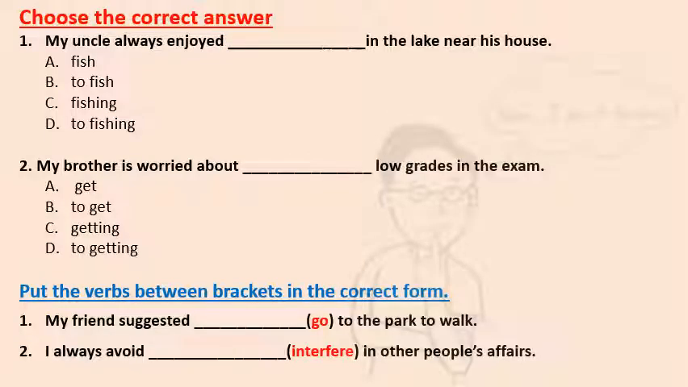Now, let's think together to choose the correct answer. The first one: my uncle always enjoyed fishing. Two, my brother is worried about getting, because the preposition about is followed by gerund. Put the verbs between brackets in the correct form. My friend suggested going. Great. And I always avoid interfering. Great job.